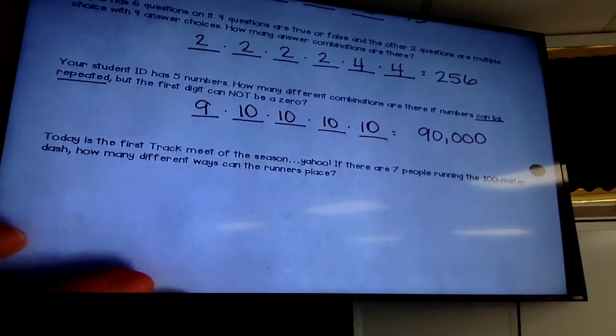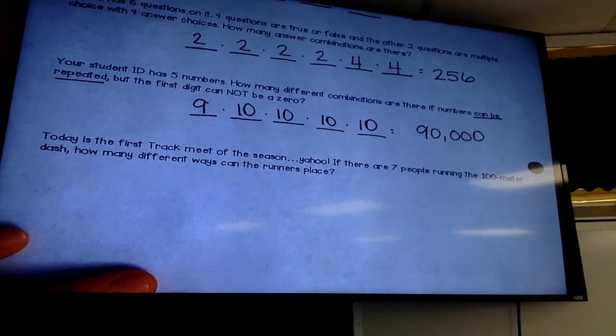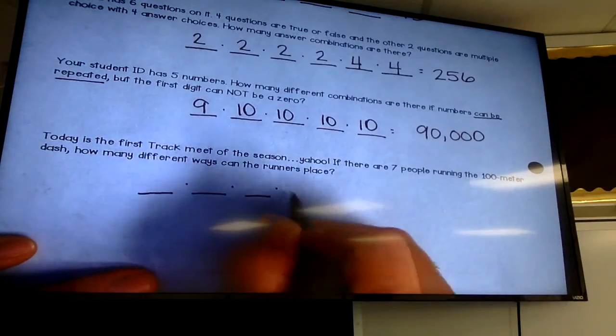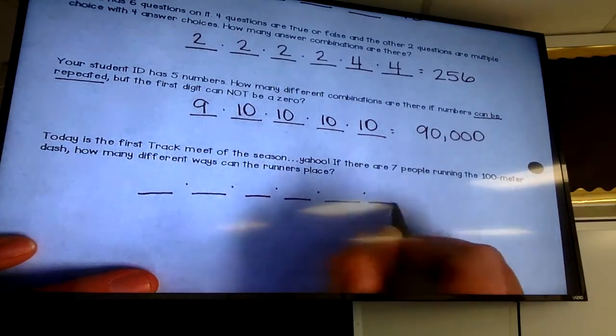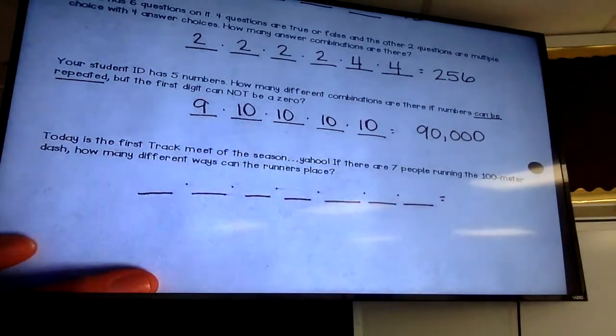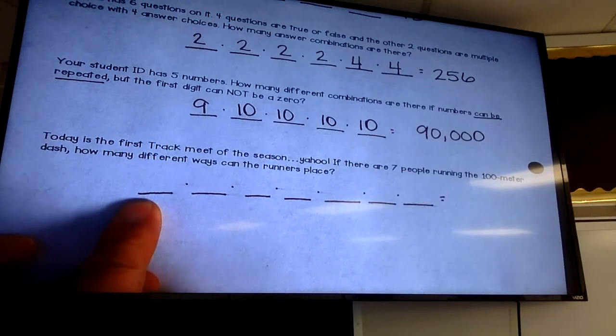Okay, today is the first track meet of the season. Woohoo! If there are 7 people running the 100-meter dash, how many different ways can the runners place? Okay, so how many people are running? 7 people are running. 1, 2, 3, 4, 5, 6, 7. I made 7 blanks.